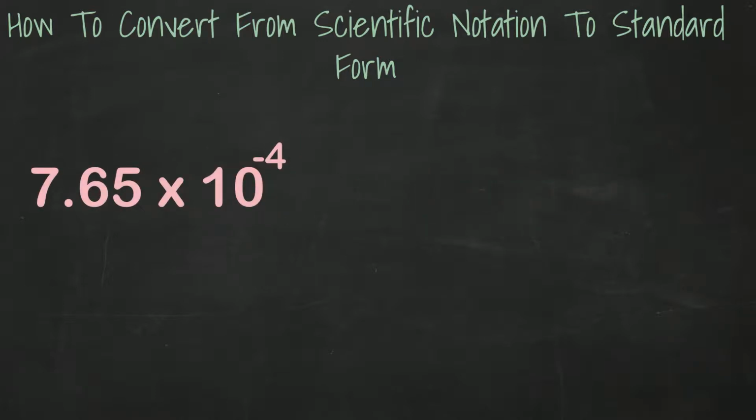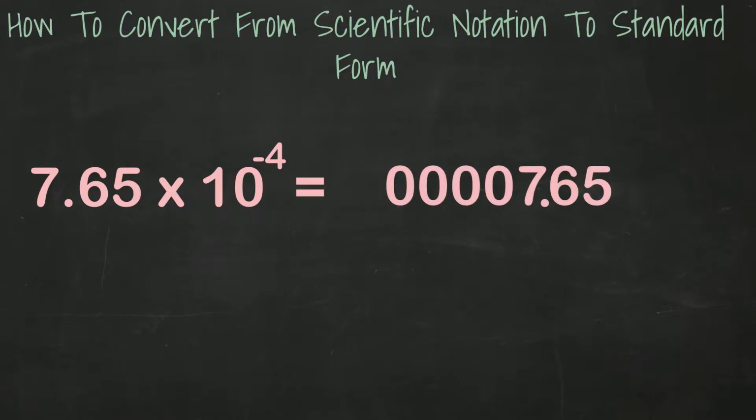Let's try another example. 7.65 times 10 to the negative 4th power. We know that a negative exponent means we're going to be moving the decimal to the left. So we add some zeros in front of our 7 and move the decimal over 4 places. 7.65 times 10 to the negative 4th power is 0.000765 in standard form.